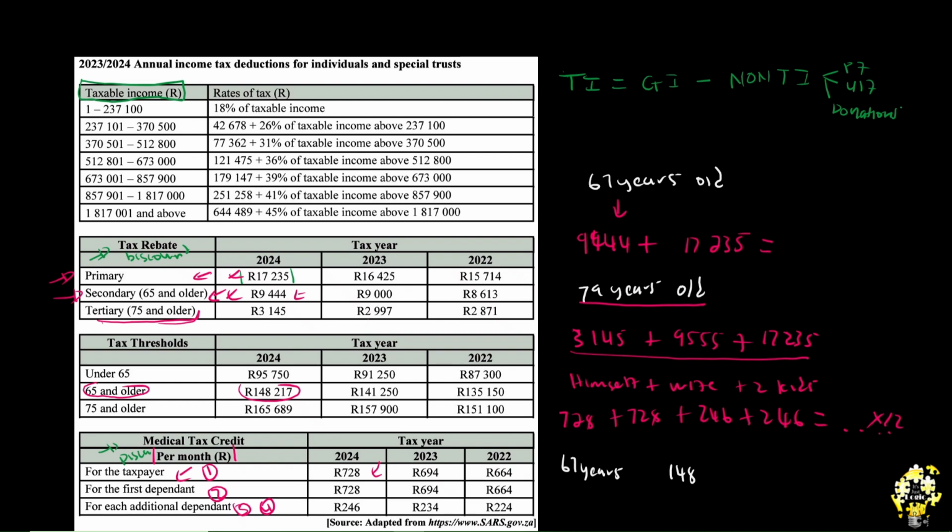If they are earning 148,217, that means that they do not pay tax. Okay, then who is supposed to pay tax? It's someone who earns above the maximum. That could be 148,218. Now you start to pay tax. How about someone who earns below? If you earn the same or you earn below, you still do not pay tax.